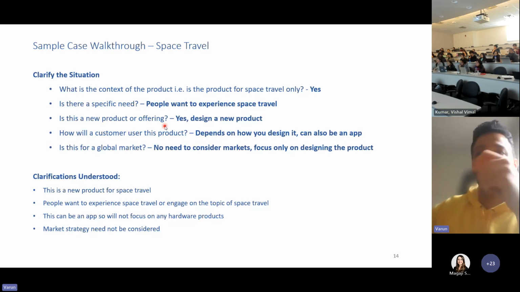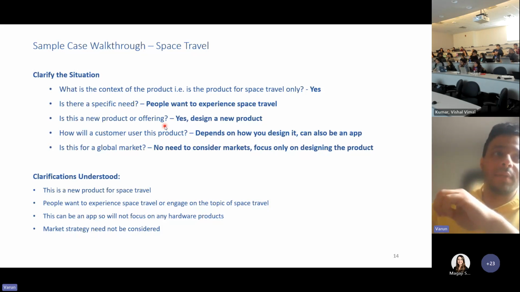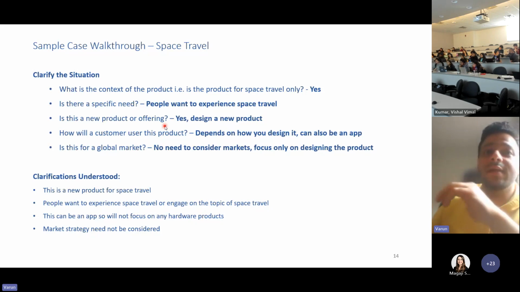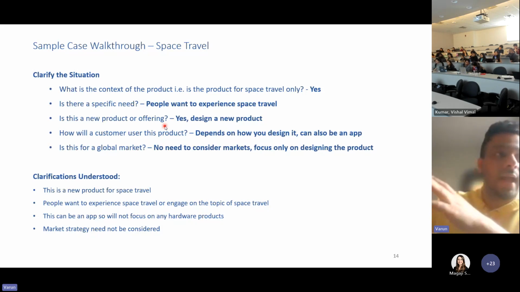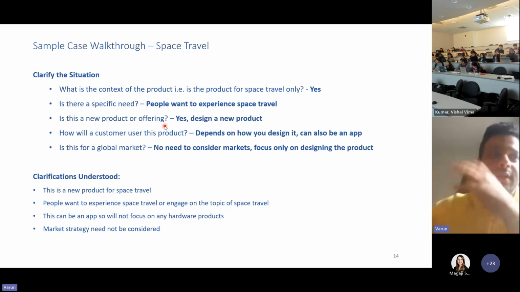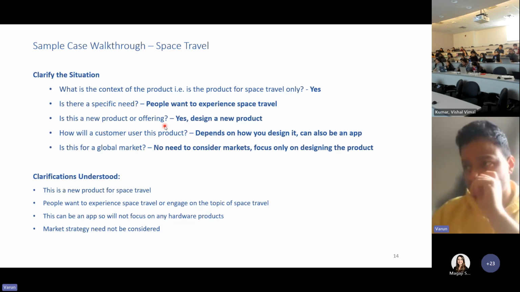This is where your sense and intuition would come into play. The reason I asked the question, is it an app? Because I wanted to completely eliminate the aspect of any hardware components, any processes which involve physically transporting people into space, etc. Because at the end of the day, it is easier to design an app than design the actual thing, right? Think about it. That's where your practice will also come into play.